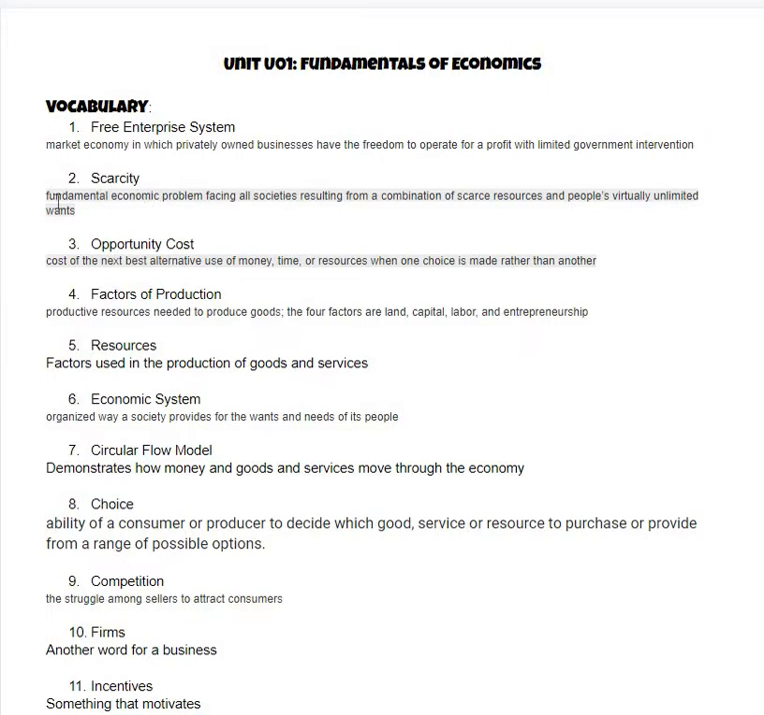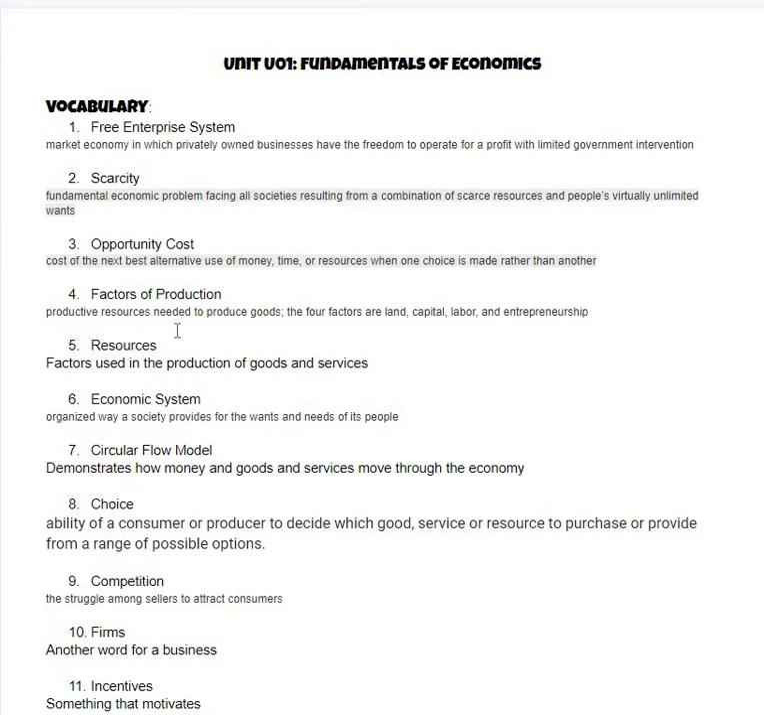Scarcity is a fundamental economic problem facing all societies, resulting from a combination of scarce resources and people's virtually unlimited wants. Okay, basically, there's not enough resources to go around, and society has to decide how they're going to divide up those limited resources. Opportunity cost is the cost of the next best alternative use of money, time, or resources when one choice is made rather than another. All right, so basically, what you give up in order to get something.